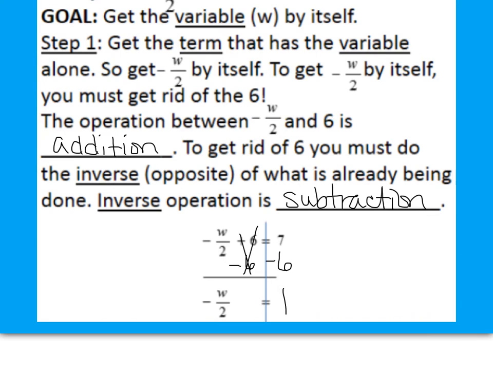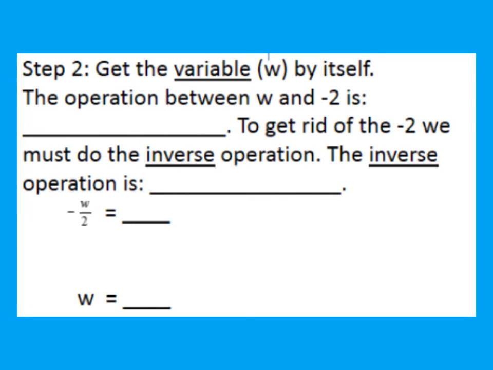Now moving on to step 2. So here we get the variable w by itself. The operation between w and negative 2 is division. To get rid of the negative 2, we must do the inverse operation. The inverse operation is multiplication.